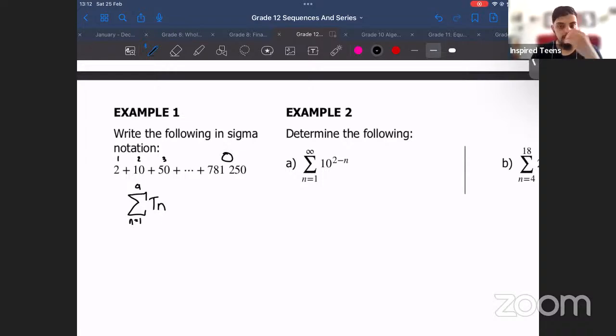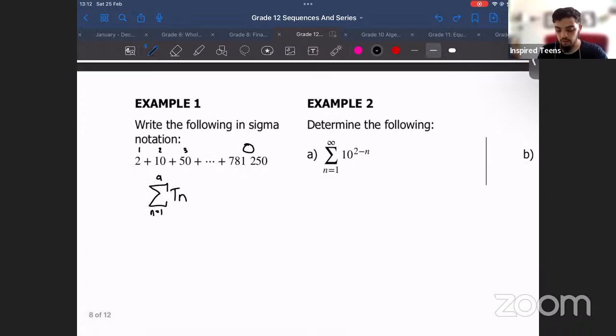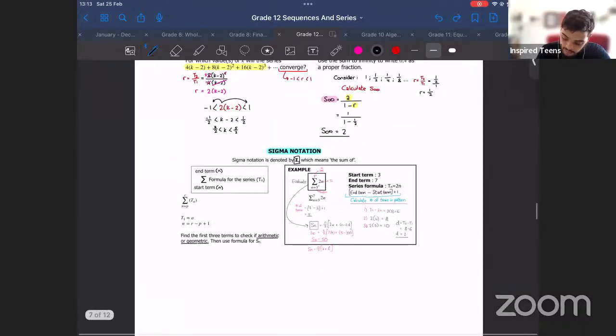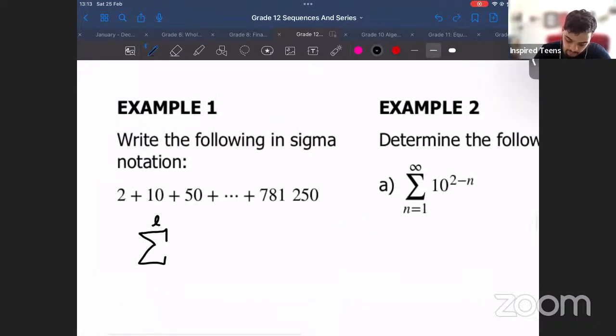So in order to write it out in sigma notation, we need the following. Okay, so let's do that. Remember, the first step to all sigma questions is to write out the first 3 terms. In this case, we do have the first 3 terms. I'm not going to call this A, that is silly. Let's just refer to it as L, last term, okay?